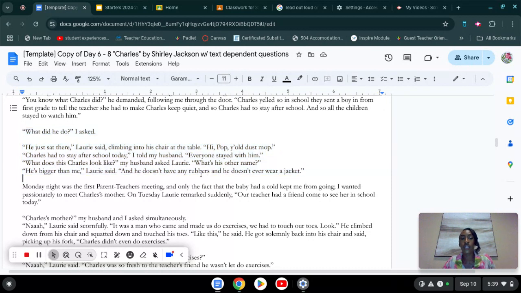So this is an old British thing. Rubbers means like your rain boots. So that means it's raining outside and he doesn't have rain boots or a jacket. And so notice Laurie doesn't explain what Charles looks like. When someone asks you what somebody looks like, you can describe what their hair looks like, their face, kind of what they wear. He's kind of just like, he's bigger than me and he doesn't wear shoes. So keep that in mind as well.